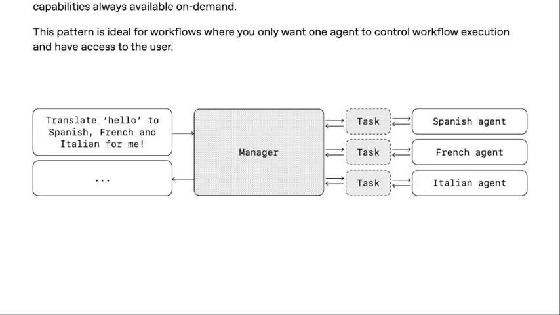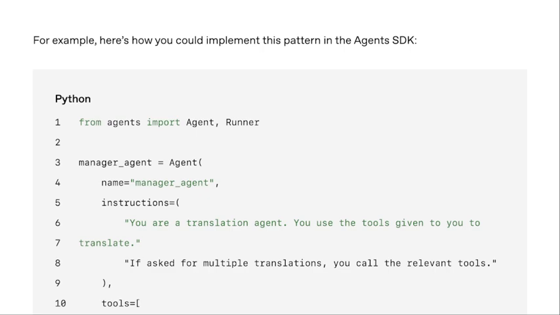Translate hello to Spanish, French, and Italian for me. So the manager is there, and for the manager, we have different tasks which are handled by specific agents. A Spanish agent is there for a specific task, a French agent and an Italian agent are there handling their specific tasks, and these are centralized by the manager. For example, here is how you could implement this pattern in the Agents SDK.